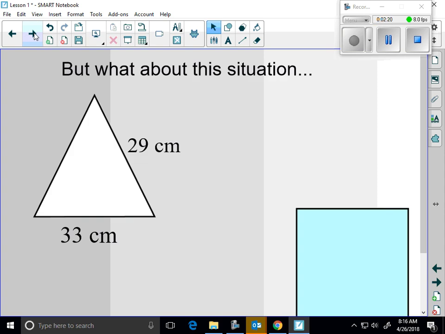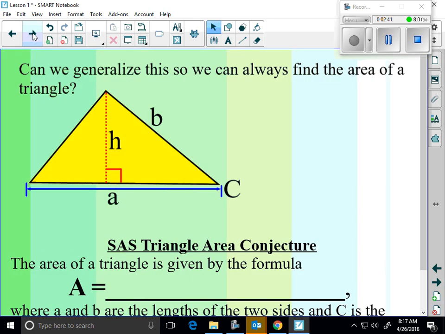So how about this situation? Similar. I don't know this height, but what if I did know this height? Could I then find the area? Yeah, and there's a way on the next page that I'm about to show you that will allow us to do that. So here we go. This is the proof. This is where we get to nerd out a little bit.